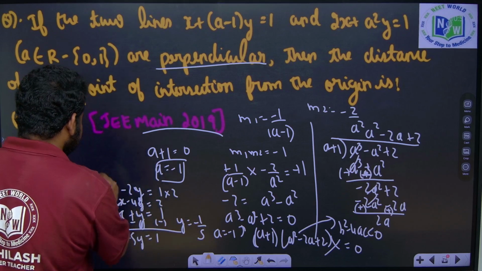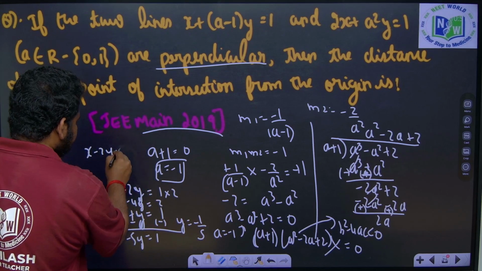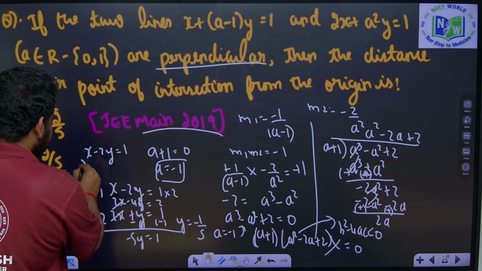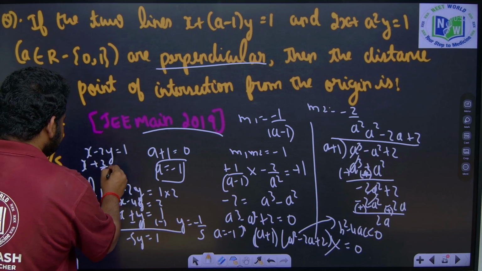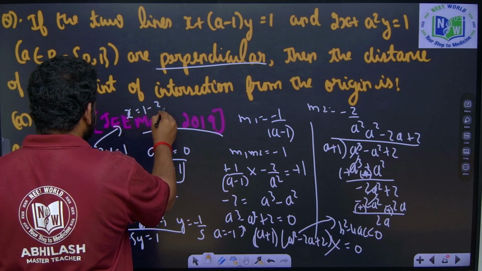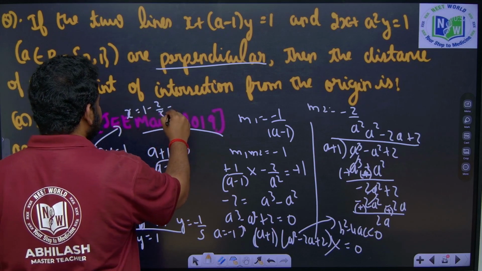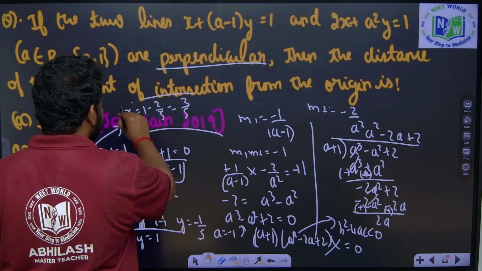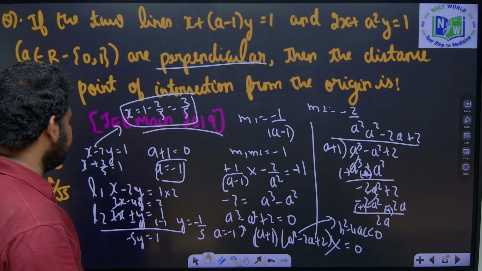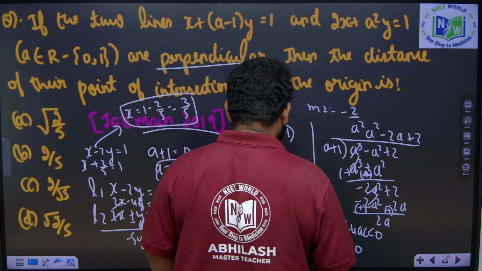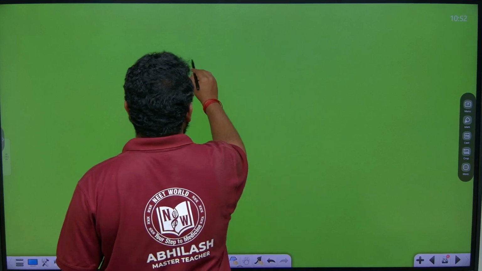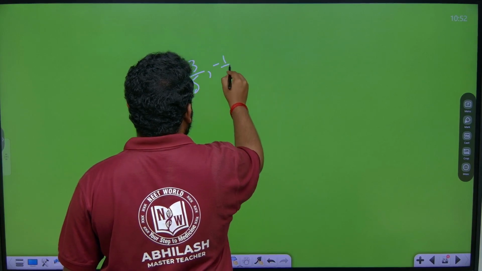So what about x? x minus 2y is equal to 1, y is equal to minus 1 by 5. So this will be x plus 2 by 5 is equal to 1. So this implies x is equal to 1 minus 2 by 5, that is x is equal to 3 by 5. I got the points as what? 3 by 5 comma minus 1 by 5.